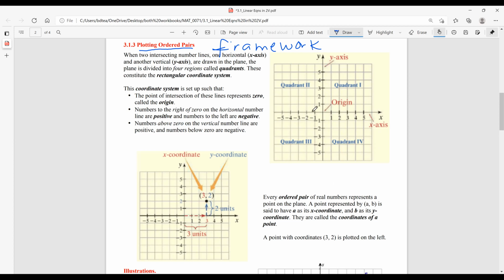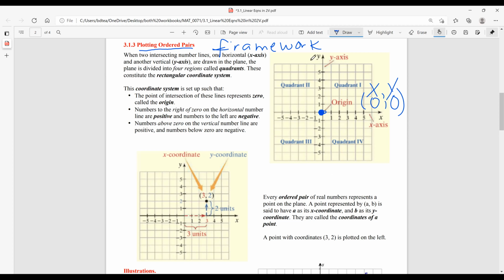The x and the y-axis intersect here at the origin. This point right here is called the origin. The point at the origin is the ordered pair 0, 0, because that's where x is 0 and that's where y is 0. So this origin has the ordered pair 0, 0.